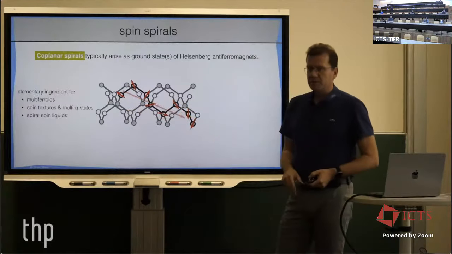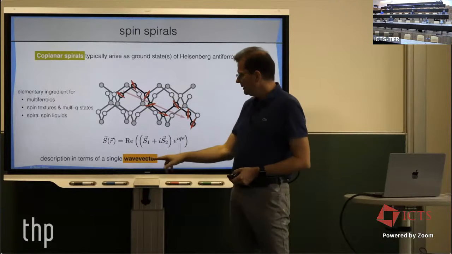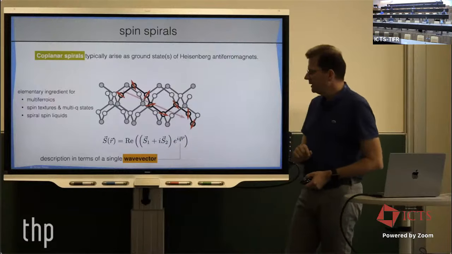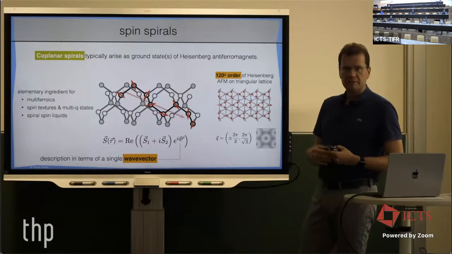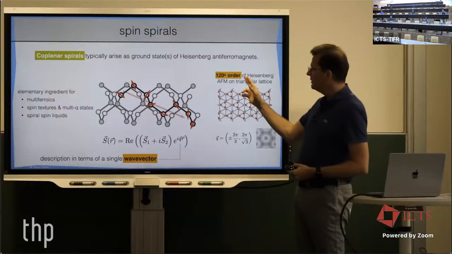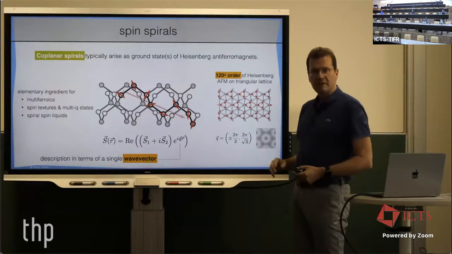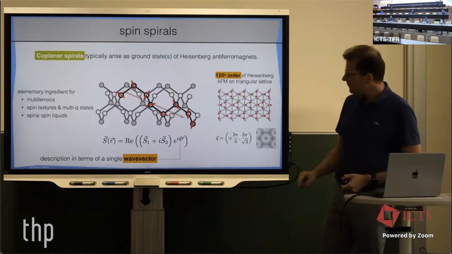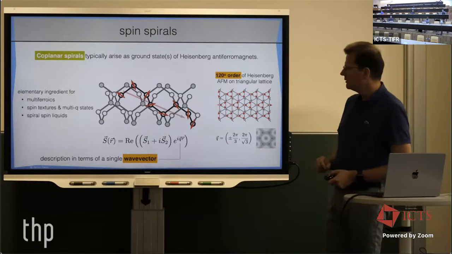If you want to discuss one coplanar spin spiral, all you need to know is the wave vector of that spin spiral. Then as you traverse through real space, you can calculate in which direction the spin actually points. Let's start with a simple example. If you take the Heisenberg antiferromagnet on the triangular lattice, your spin spirals constitute so-called 120 degree order. There are two types of them, which have two Q vectors associated with them, which you can identify with a K and K prime point in the Brillouin zone. So for the 120 degree order, we have to memorize two Q vectors.